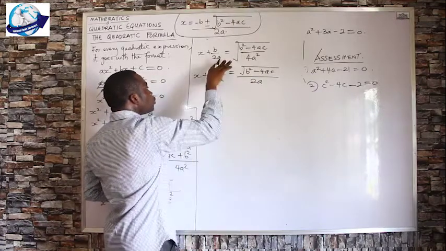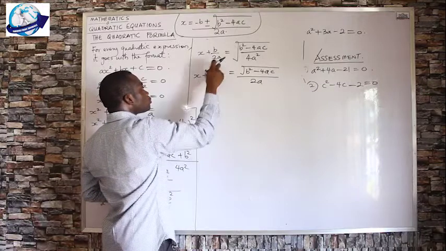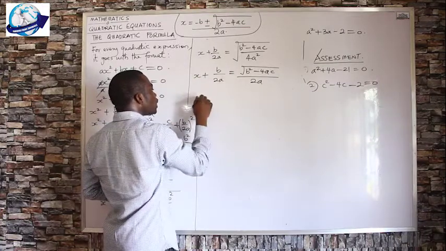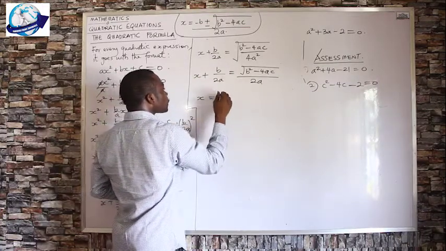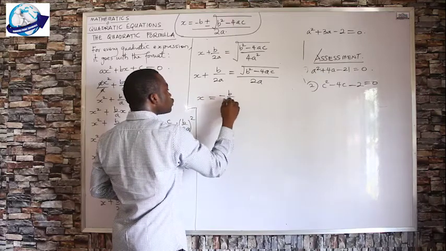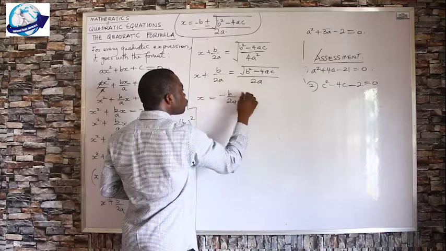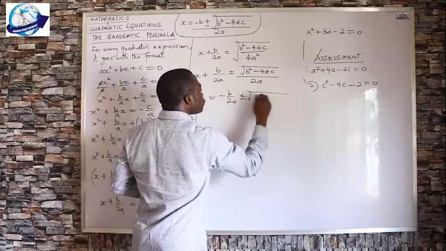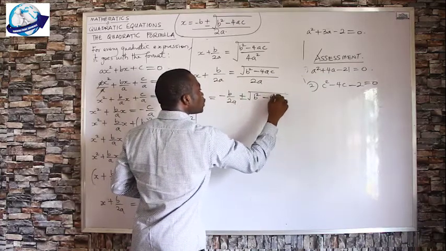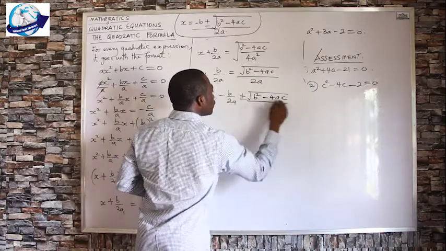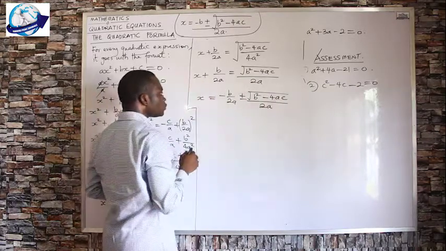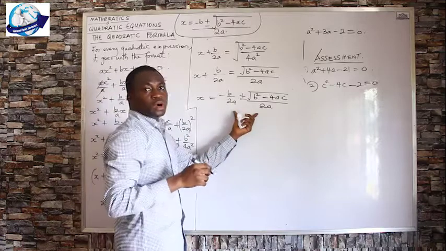Then you have to move this on to the right hand side. That's your plus b over 2a to the right hand side. You have x is equal to minus b over 2a. Why the minus? Because of the plus sign. Then, bringing down the root, you have plus or minus the square root of b squared minus 4ac all over 2a. Wonderful. Then at this junction, what do we do?